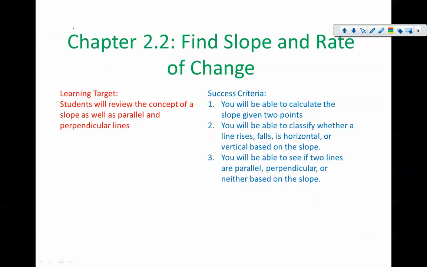Our three major goals for this lesson are that you will be able to calculate the slope given 2 points, whether it be on the graph or just 2 points given. You will be able to classify whether a line rises, falls, or is horizontal or vertical based purely by looking at the slope, not a graph. And you will be able to see if two lines are parallel, perpendicular, or neither based on the slope.